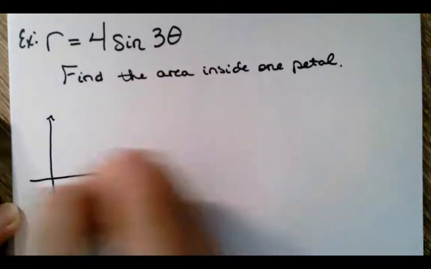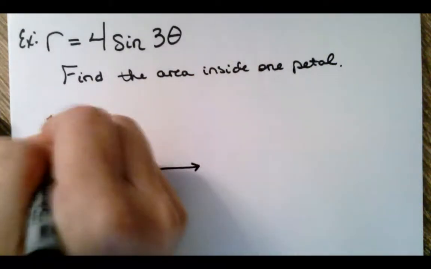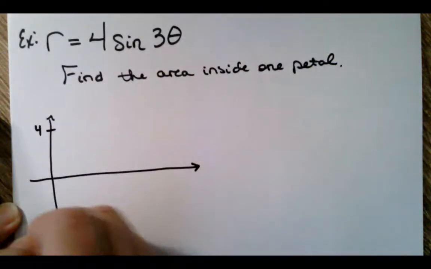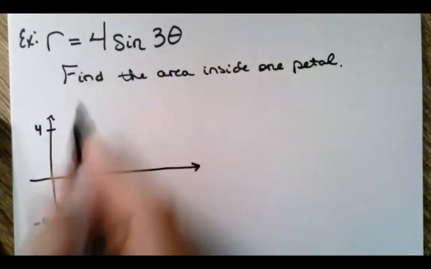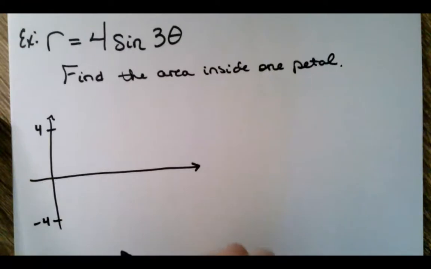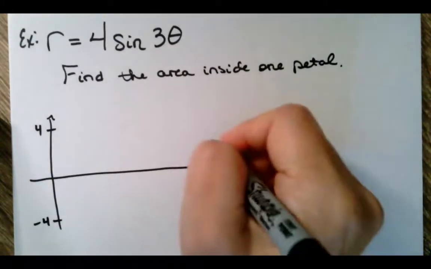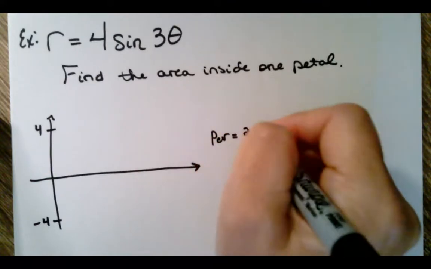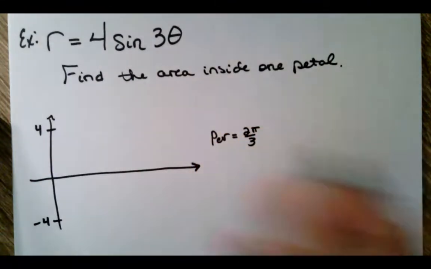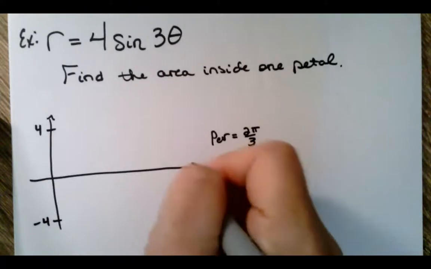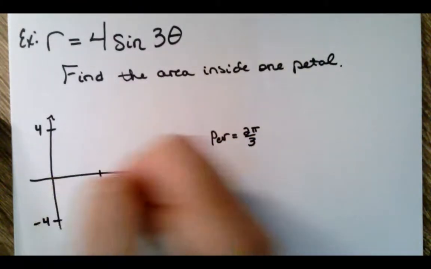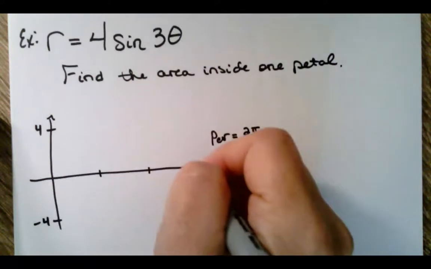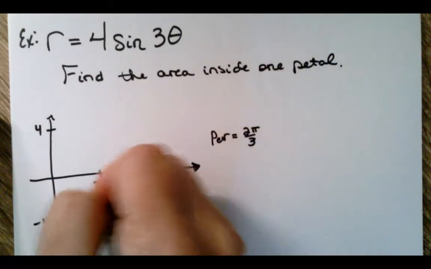So if I sketch this graph, my amplitude is 4, so we're going to go up to 4 and -4. There's no vertical shift, so my midline is the x-axis at 0. The period here is equal to 2 pi divided by 3. And so by the time I get to 2 pi, I should have 3 cycles of sine. So 2 pi over 3, 4 pi over 3, and 2 pi.